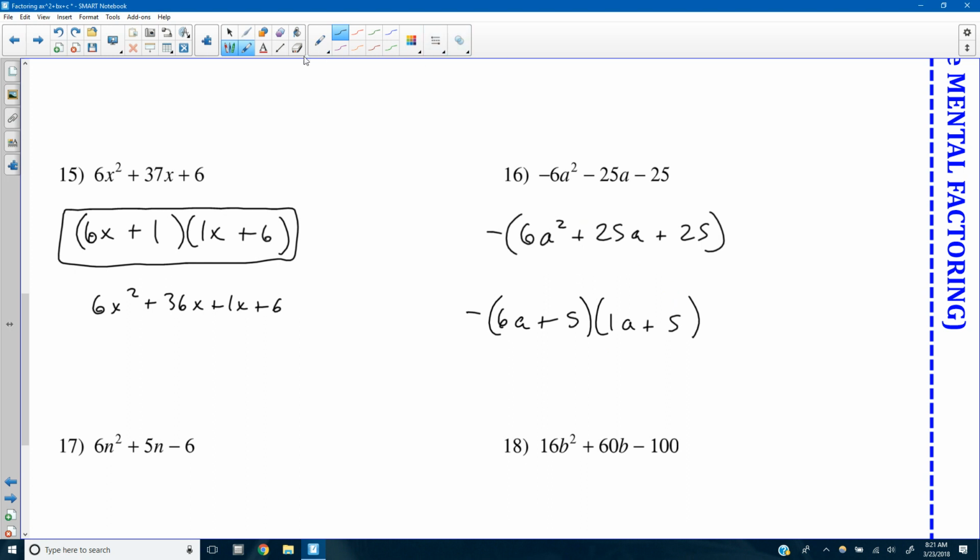So it looks like the 6 and 1 are out. That can't be those ones. Let's try 3 and 2. 3 times 5 is 15. 2 times 5 is 10. 15 plus 10 is 25. All right, that works. That's my final answer.